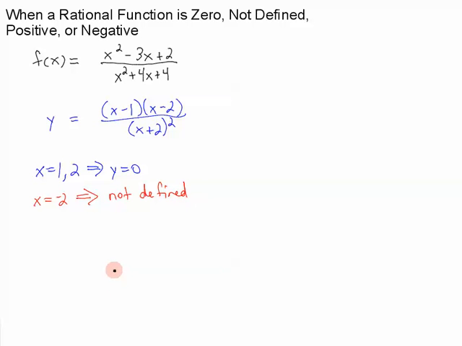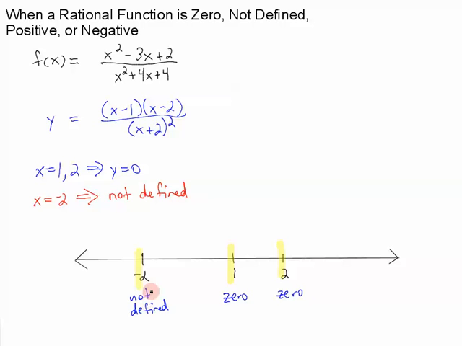Okay, and now let's look at where it's positive and negative. That's a little bit harder. So I've marked the places on the x number line here. These are x values where the function is not defined or 0. So that means all these other regions, all these other x regions, have to be positive or negative. Okay? So we need to determine which intervals have what sign.